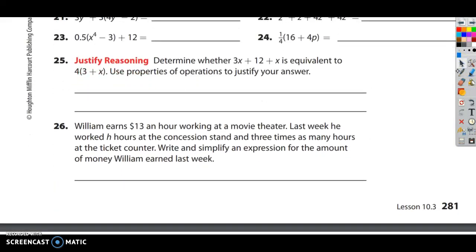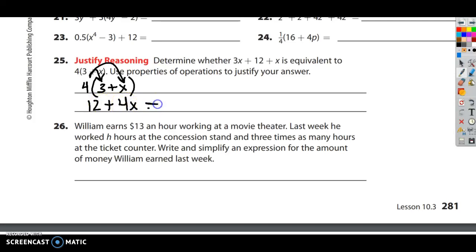Number 25, justify reasoning. Determine whether 3x plus 12 plus x is equivalent to 4 parentheses 3 plus x. Use properties to justify your answer. Here's how we can do this. 4 parentheses 3 plus x is really easy to deal with. We simply multiply 4 times everything inside the parentheses. 4 times 3 is 12, and 4 times x is 4x.